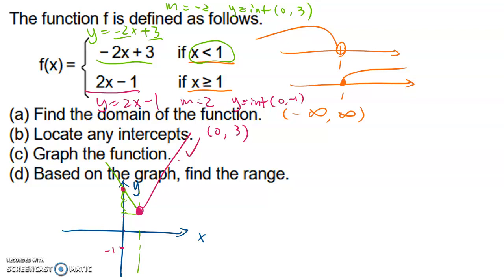All right, based on the graph, find the range. The range is the collection of all the y values, right? So you can see the smallest y value is the lowest point here, which is 1, right? And we have y values all the way up. So the range is from 1, where 1 is included, to infinity.